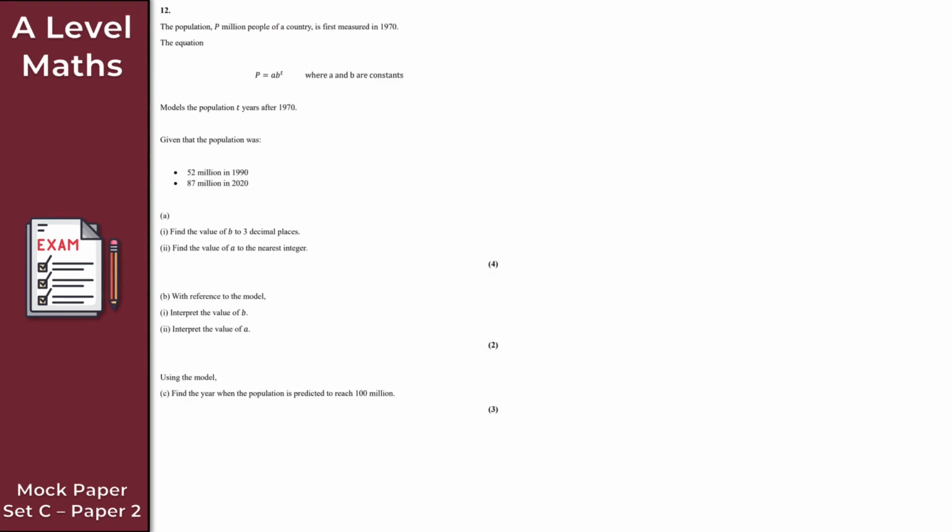Now for question 12 then, what we're told here is the population p million people of a country is first measured in 1970. Now the equation p equals ab to the t here, where a and b are constants, models the population t years after 1970. And then what we're given here is the population for 2 different years. So the population then was 52 million in 1990 and 87 million in 2020. So for A part 1 then, here, what we want to do then is find the value of b to 3 decimal places.